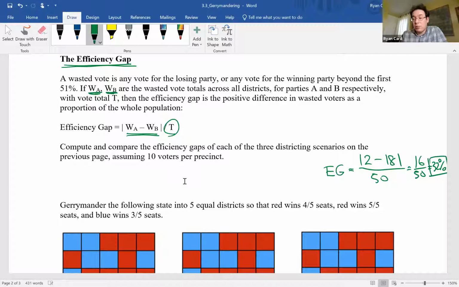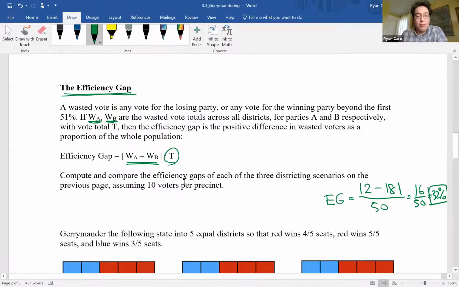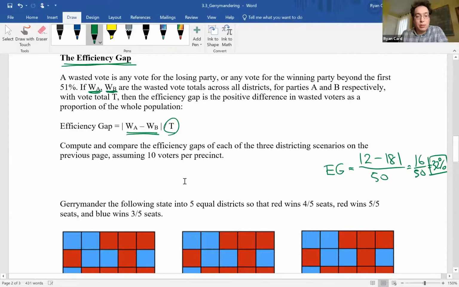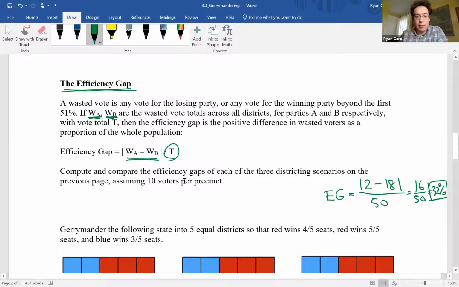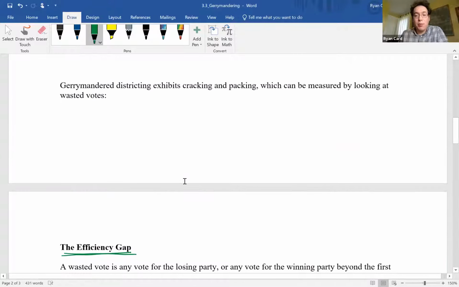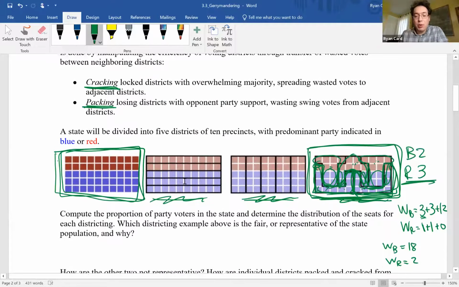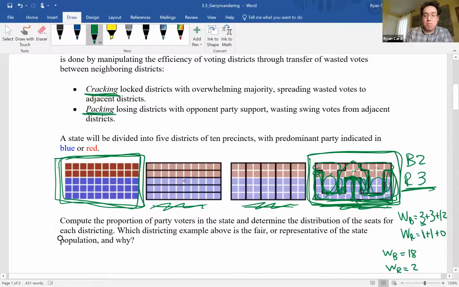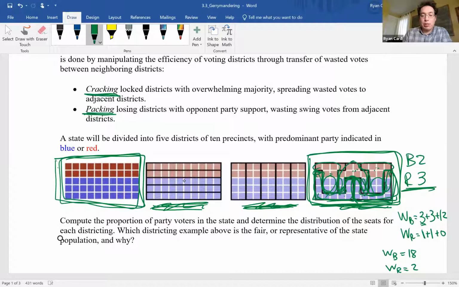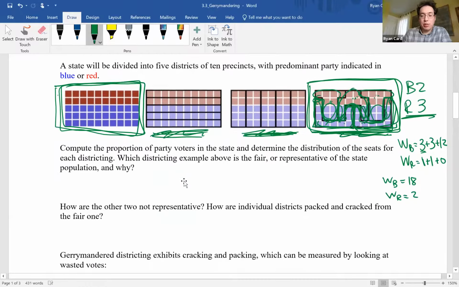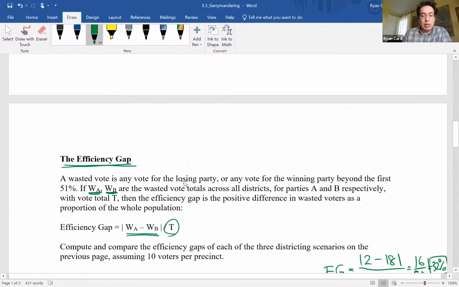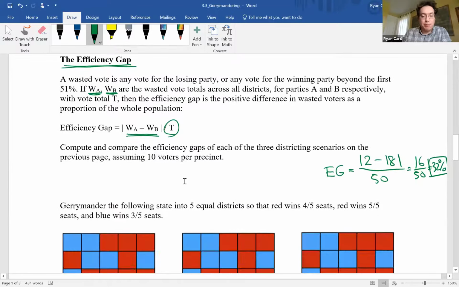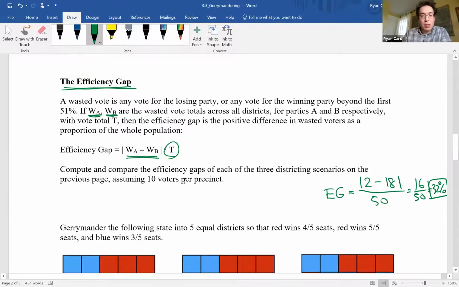And going to 20 or 30 is incredibly wasteful for one side over the other. So I want you to look at the efficiency gap for these 2 types of districting as well. So try to pause this video and see if you can compute it.